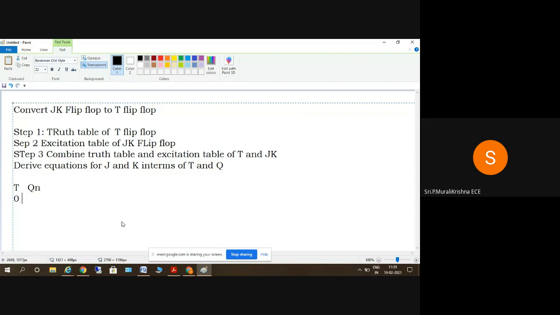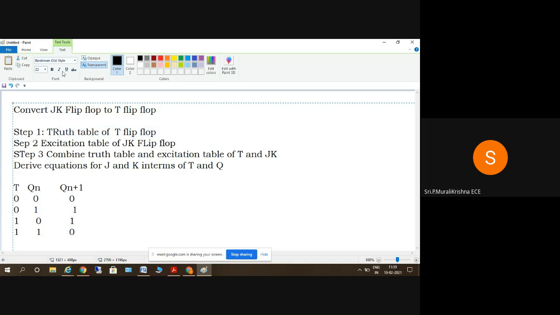So T, Q of n: 0, 0; 0, 1; 1, 0; and 1, 1. Tell me the values of Q of n plus 1. It's 0, 1, 1, 0. So this is the truth table of the T flip-flop. This is the first step we had to do.